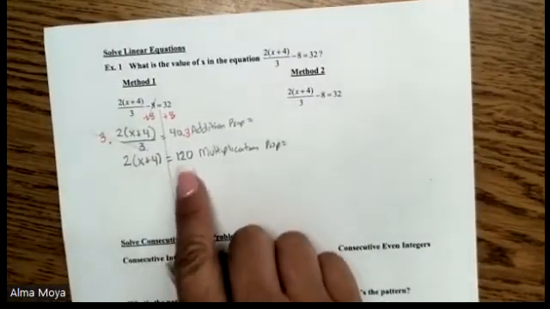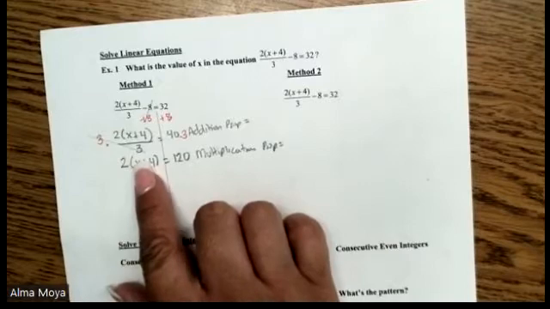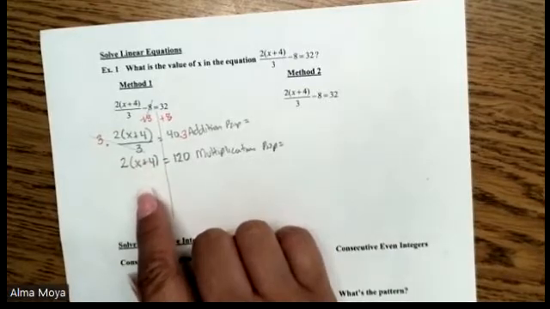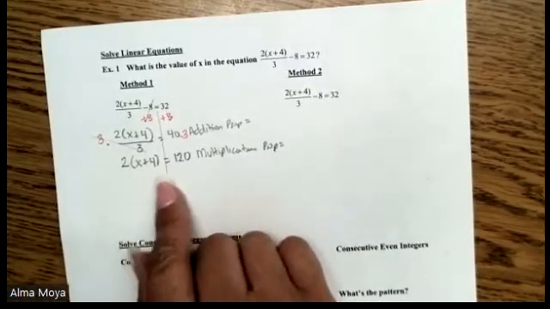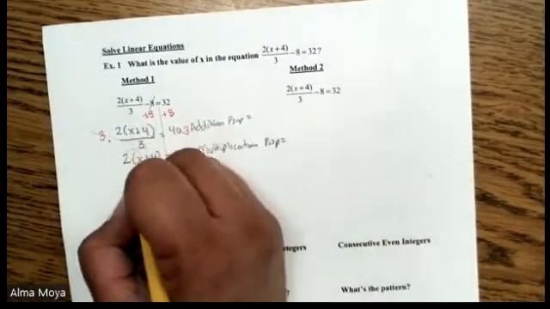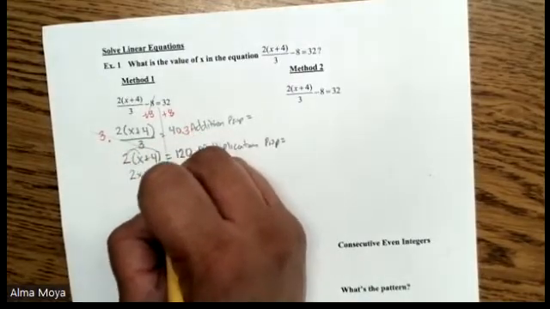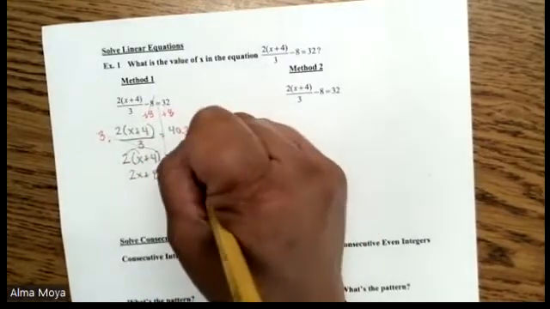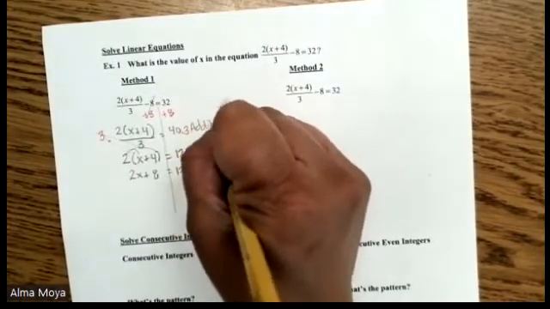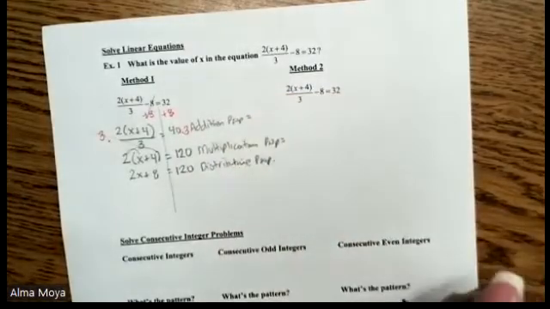Now here you could do it 2 ways. You could go ahead and distribute the 2 if you want, or you can divide by the 2 and solve for x. I'm going to go ahead and just distribute. So 2 times x is going to be 2x plus 2 times 4 is going to be 8. That's the distributive property of equality.